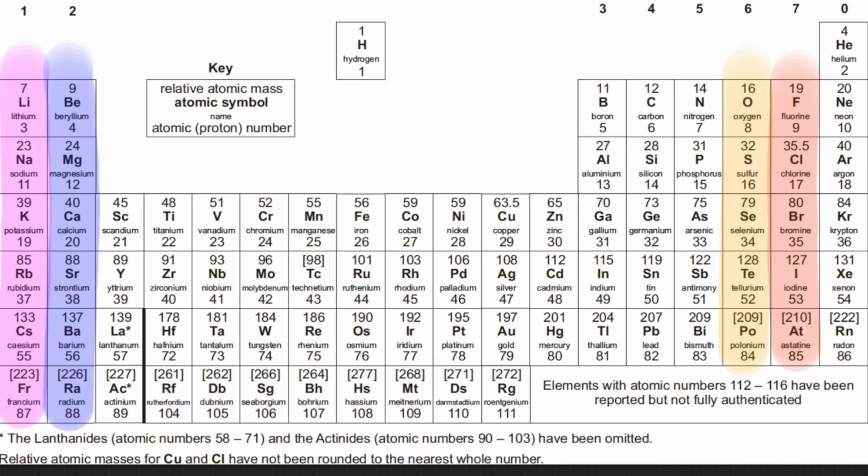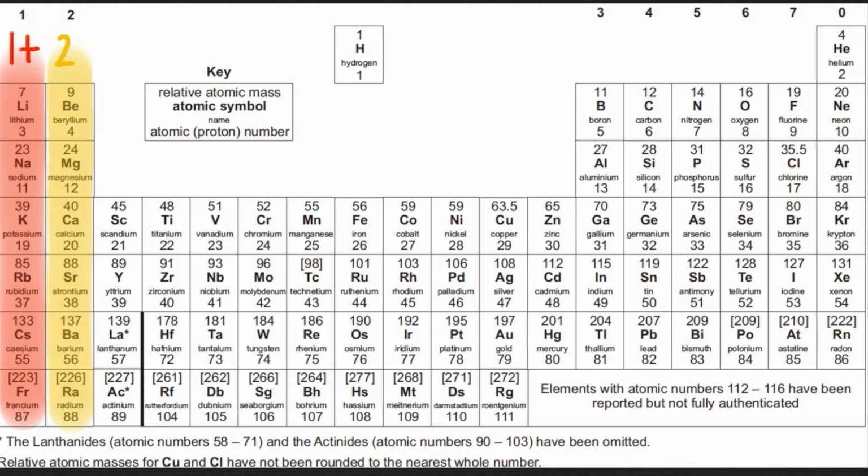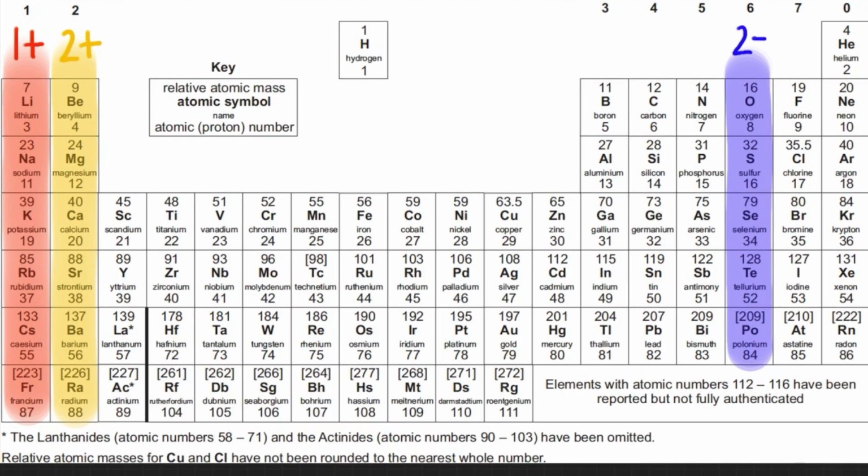Okay, so let's start off by looking at how the group an element is in will correlate to a specific charge. All elements in group 1 form a charge of 1+ when they react. Elements in group 2 form a charge of 2+. Group 6, a charge of 2- because it forms an anion. Group 7, a charge of 1-.